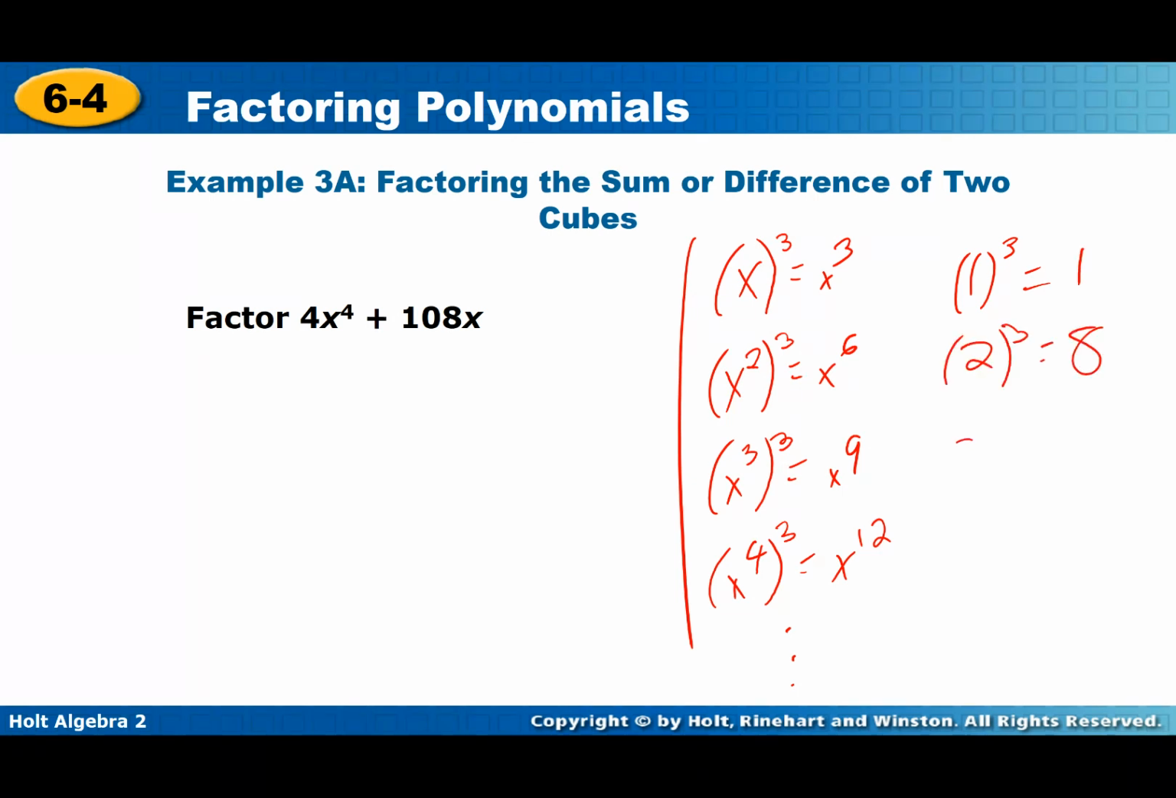But it's true, though. It's true. 2 to the third is 8. 3 to the third is 27. 4 to the third is 64.